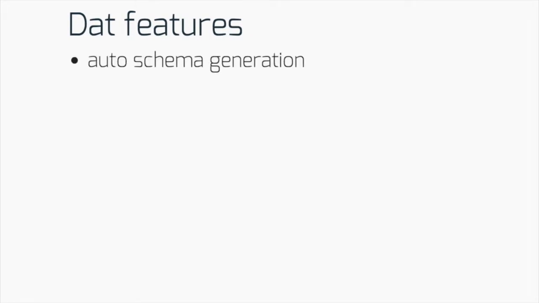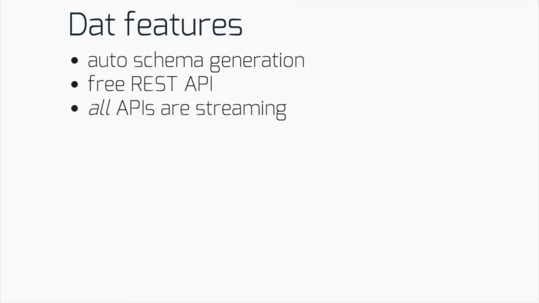So the features include auto schema generation. So when you input data into that, you don't have to give a schema, it will figure it out and store the data using Google protobufs. You get a REST API out of the box when you do that listen. And all the API is streaming. So everything that goes into that can be streamed, everything that gets out of it can be streamed, because that is written in Node.js, which is a way to run JavaScript on the server using the Google V8 engine. And so you can use Node.js streams, so everything in that is streamable.